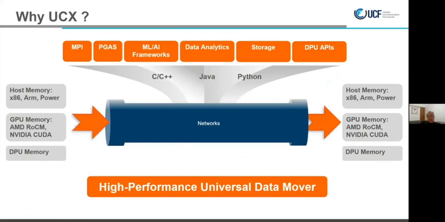So the motivation with UCX is to be able to support all of the higher level frameworks, not just to provide capabilities for MPI or OpenSHMEM and so forth, but also analytics and databases and storage and other things. To make it as portable as possible, supporting any sort of computing engine, whether x86 or Power CPU or ARM or GPUs of different kinds, or DPUs or IPUs or smart NICs, and to bring a high performance universal data mover framework in that sense.